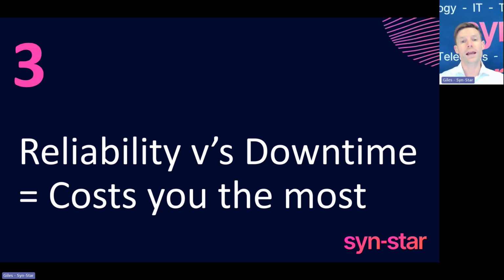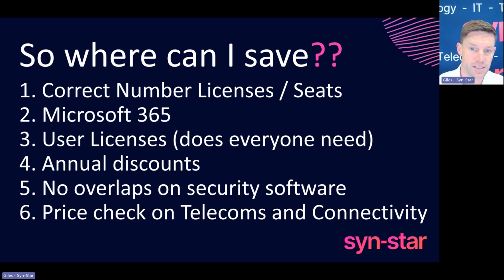So where can we help you save? This is the biggie. So here's our top 6 main areas. Number one, first of all, make sure that you've got the correct number of licenses and seats, because often you may have employees that have left. Maybe they weren't replaced straight away, and you could have random licenses that you're still paying for as a batch when you don't actually need them. So just make sure that you've got the correct number for each user.